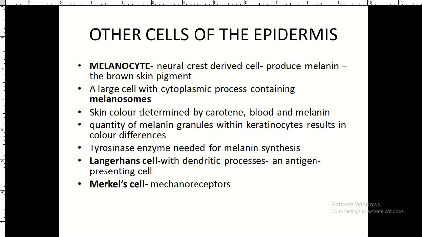You understand? So melanin needs what you call the tyrosinase enzyme. So if someone is in a condition of albinism, you have failure of the activation of tyrosinase enzyme. Therefore, there is going to be failure in melanin synthesis. You also have Langerhans cells that have dendritic processes that act as antigen presenting cells. We have Merkel cells that are mechanoreceptors. Very important.